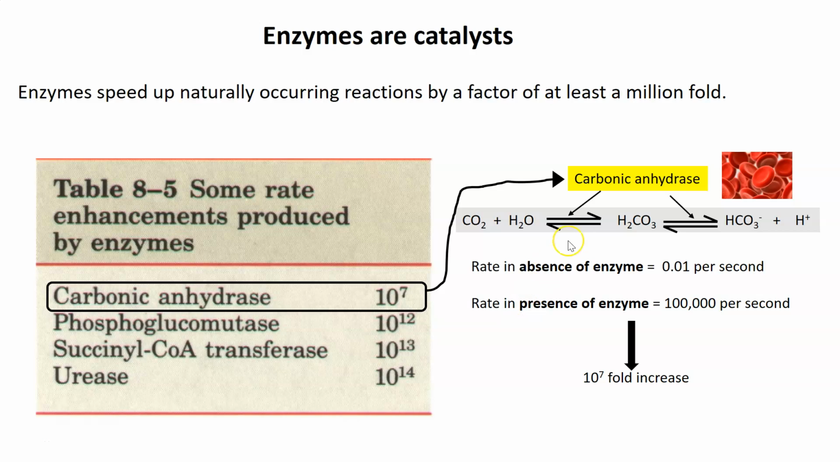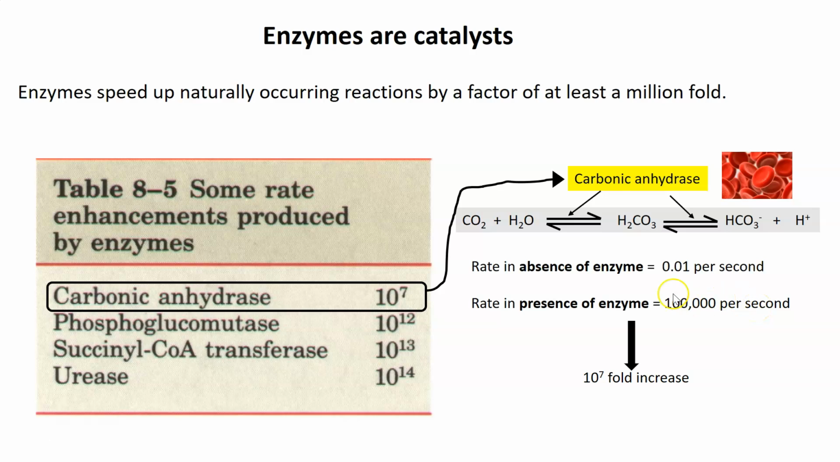Now, if we take this reaction that we've seen before, carbon dioxide reacting with water to form carbonic acid, this reaction happens at 0.01 molecules per second. In other words, you would need 100 seconds to produce one molecule of carbonic acid. Compare the reaction in the presence of carbonic anhydrase, and now you're producing 100,000 molecules per second.